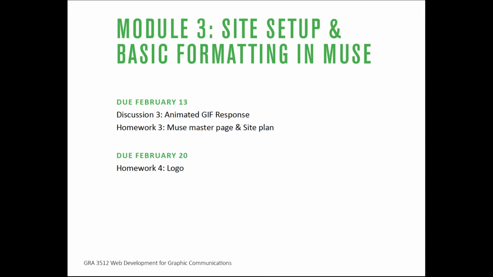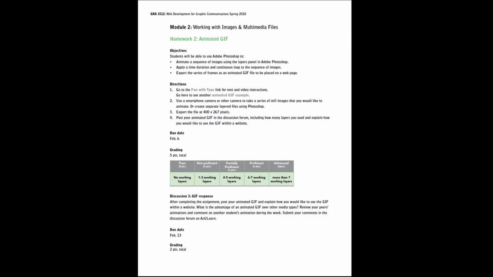And you can look on the assignment sheet. And let's actually hop over there. For the discussion 3 GIF response, you want to explain the advantage of using an animated GIF over other media types. And then submit your comments here at this time. So in this module, you just want to respond to a classmate's animation.